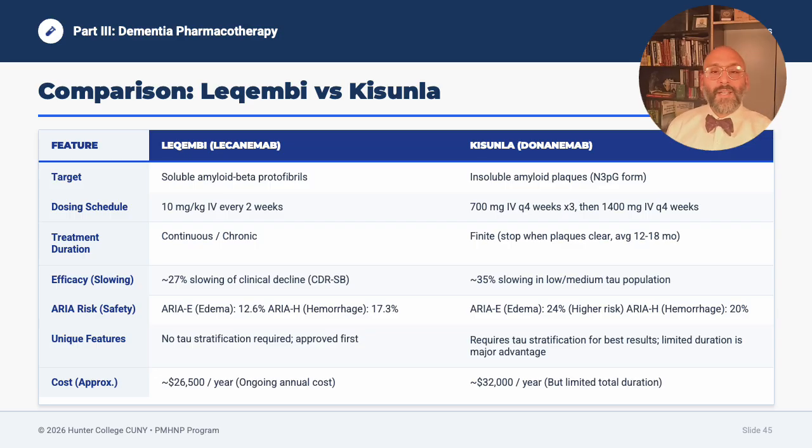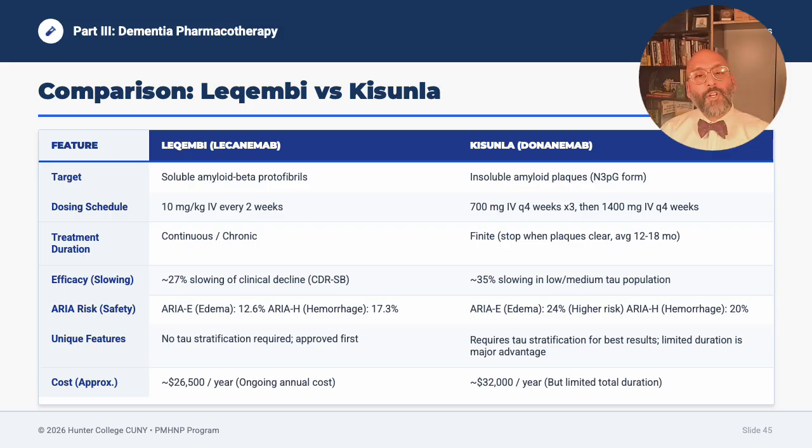So in terms of efficacy, Leqembi shows about 27% and Kisunla 35%, but only in the patients with a low to intermediate tau burden, and safety is where the trade-off happens. The ARIA risk is lower with the Leqembi compared to the other, and the cost profiles are comparably high, but one is indefinite and the other is short-term. You're looking at $26,500 compared to $32,000 for a limited duration.